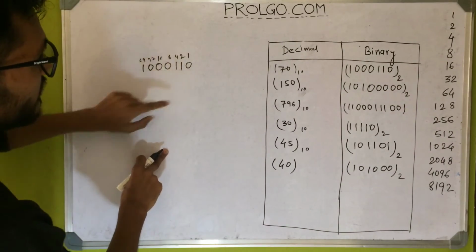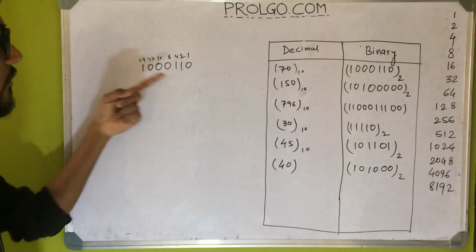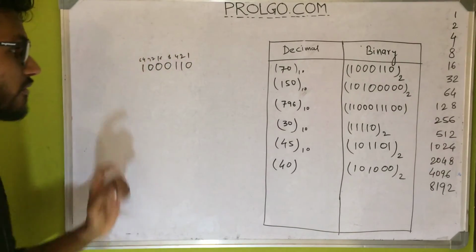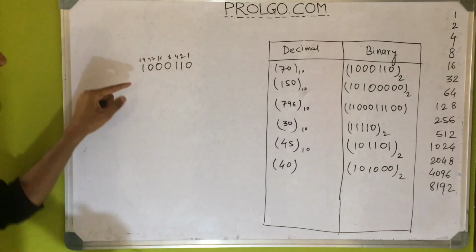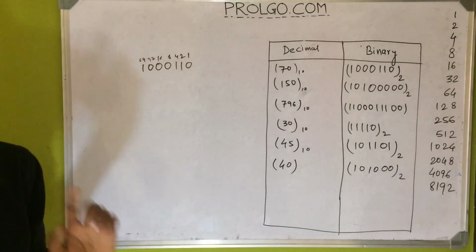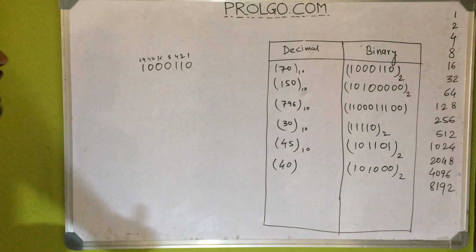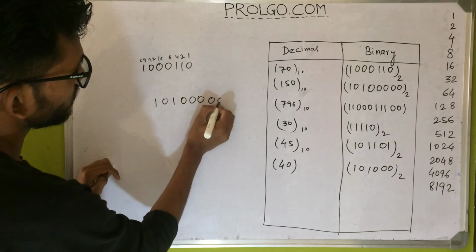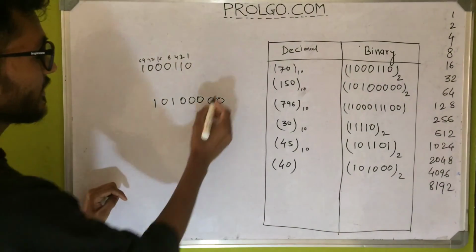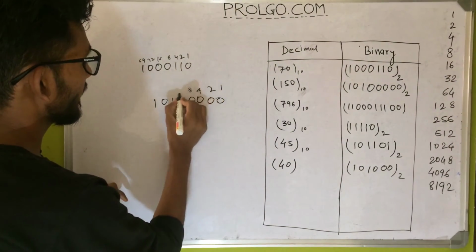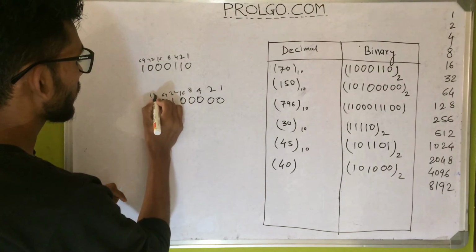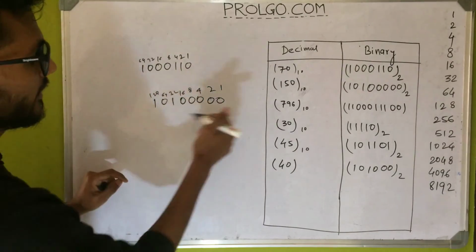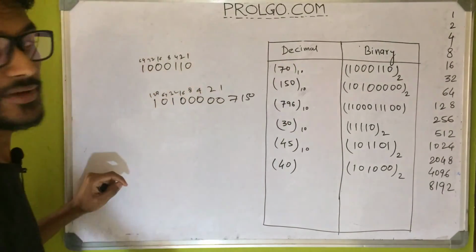So how much would it be? Just add only those numbers where 1 is present, not 0. So now you can see for 4, 2 and 64 the bit is on, so you have to add only these. 64 plus 4 plus 2, it is 70. Okay, now let's take this one, 10100000. So again you have to do the same thing, 1, 2, 4, 8, 16, 32, 64, 128. 128 plus 32, 160. So it is 160. We got this one.